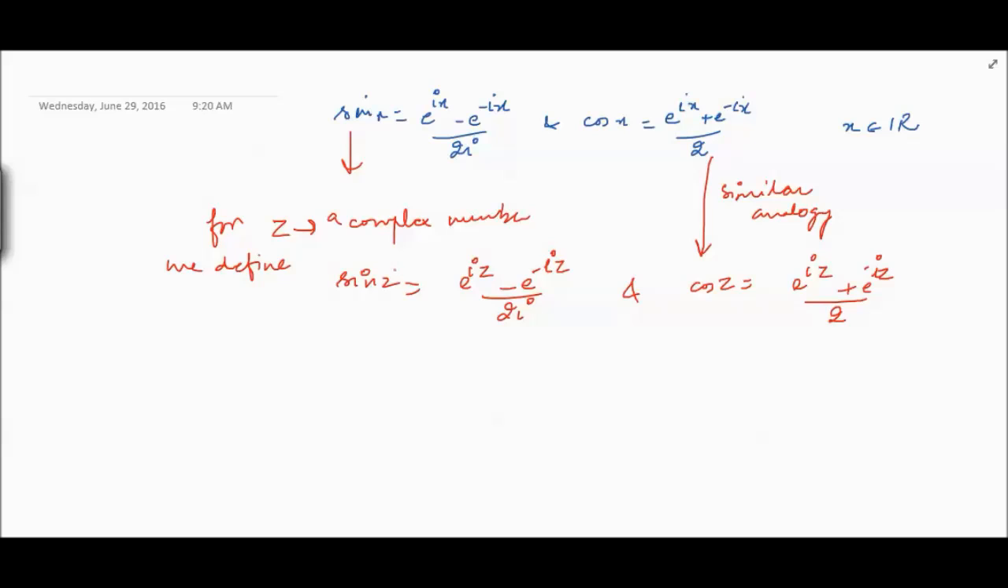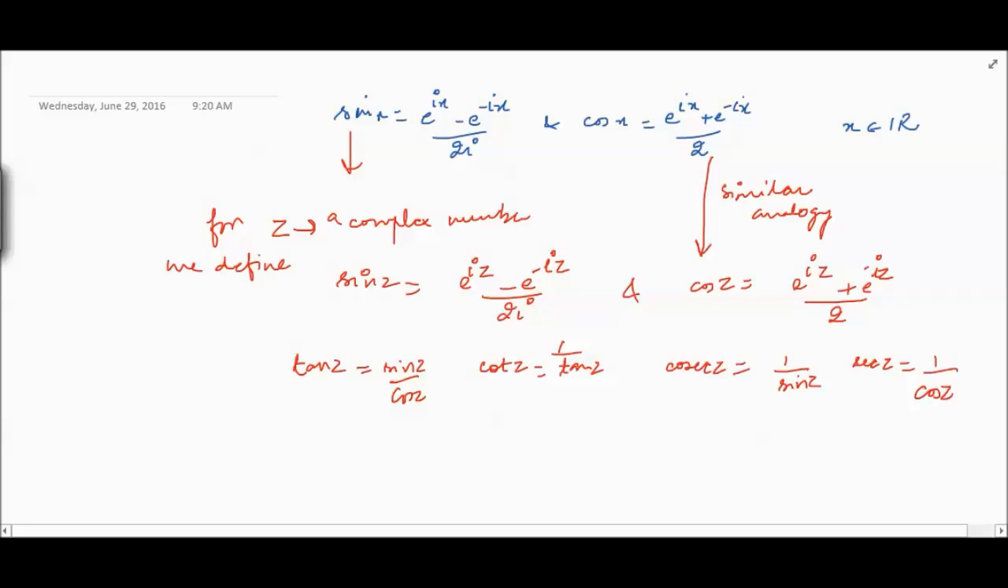This is the definition, and then similarly you can define tan z as sin z upon cos z, cot z as 1 upon tan z, cosecant of z as 1 upon sine of z, and secant of z as 1 upon cos of z. So these are all the trigonometric functions defined in the case of C to C. We are going from complex plane to complex plane.